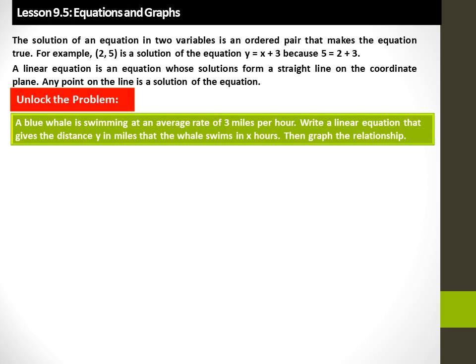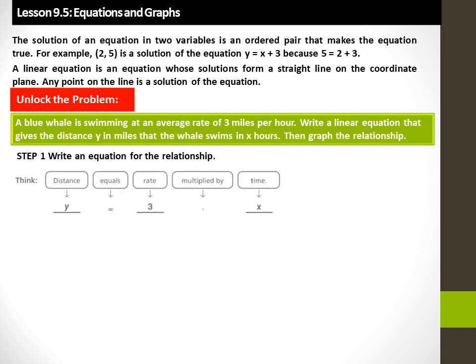A blue whale is swimming at an average rate of 3 miles per hour. Write a linear equation that gives the distance y in miles that the whale swims in x hours. Then graph the relationship. Step 1. Write an equation for the relationship. The distance equals the rate multiplied by the time. So y equals 3 times x.